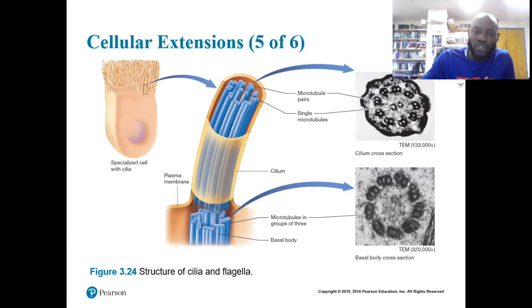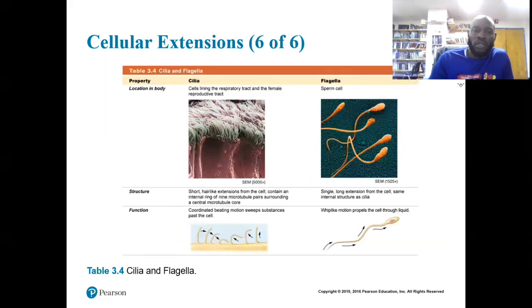This is showing you the structure of cilia and flagella, made up of microtubules. And this is just showing the location of cilia and flagella. Respiratory tract, female reproductive tract, where we find cilia. Sperm cells, where we find flagella. Microtubules.